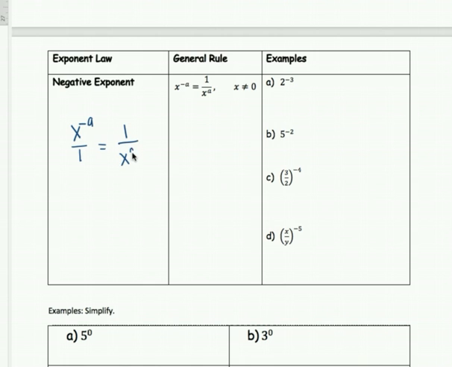Okay, so when you flip it, the negative exponent becomes a positive exponent, and that's what we want. Okay, so let's go through and fix these, all right?